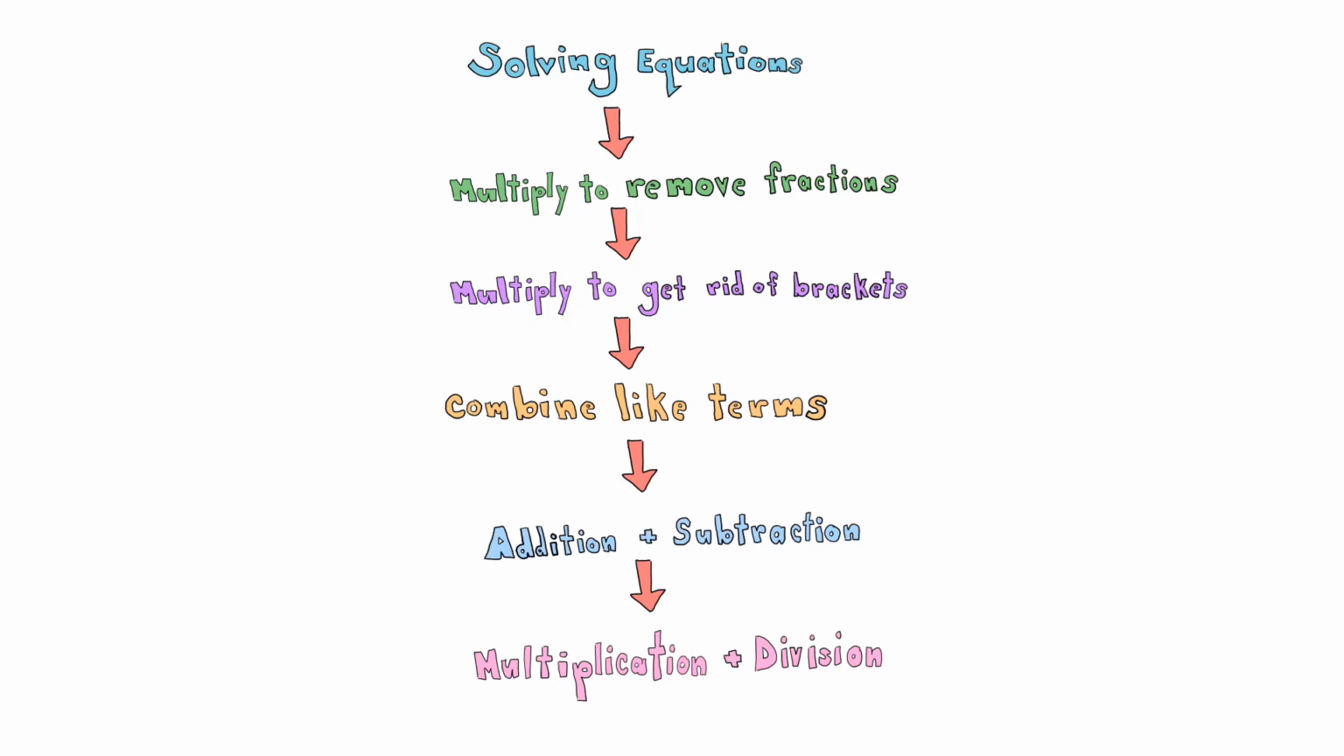Then, once that's done, we'll multiply to get rid of brackets. So we'll use distributive property to get rid of the brackets. And then we'll look and combine our like terms, if necessary. Then we'll perform any additions and subtractions to help isolate our terms and move them to the correct side. And then finally, we'll do multiplication and division to solve for the particular variable, whether it's x or y or whatever the variable is.